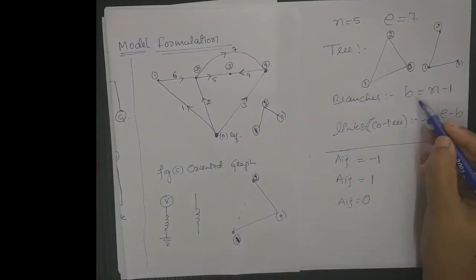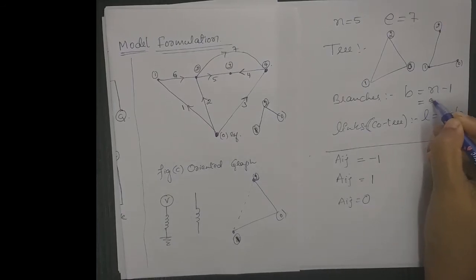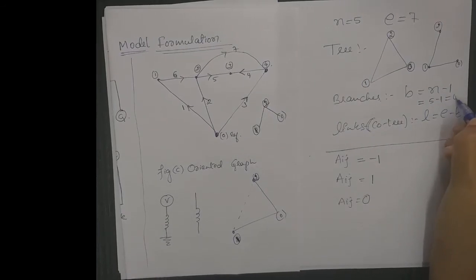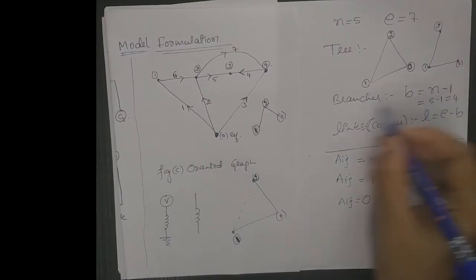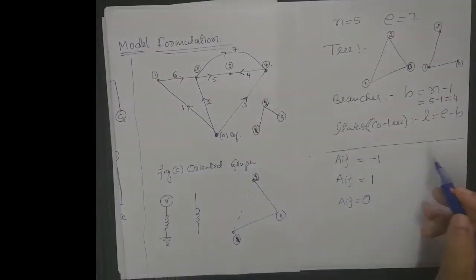So here b is equal to n minus 1. n is 5, so 5 minus 1 is 4. So we have 4 branches in this particular network.